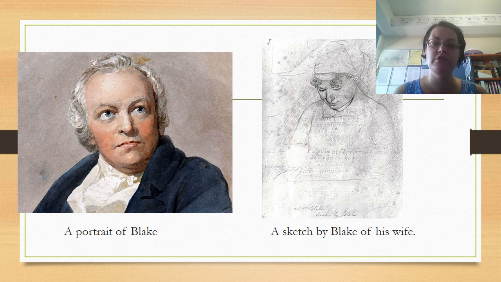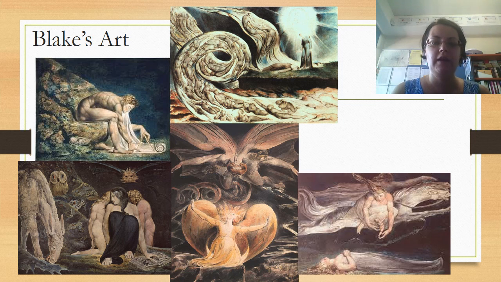Here we see a portrait of William Blake painted during his lifetime and a sketch that he himself drew of his wife, Catherine. Here are 5 examples of Blake's artwork. You can see a combination of a theme to do with nature, humanity and religion. The paintings feature demonic creatures, angels and human souls pondering life's mysteries or heading to their heavenly rest.